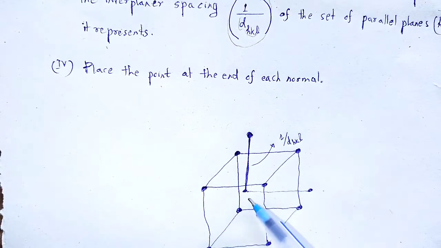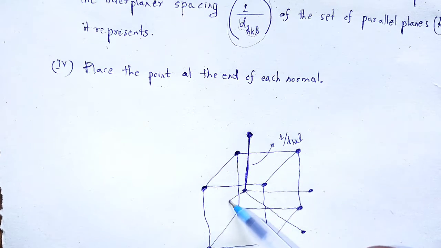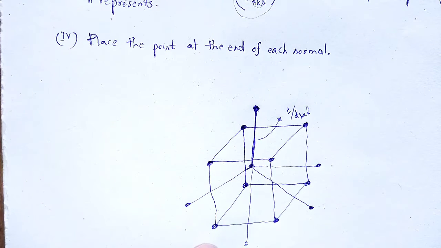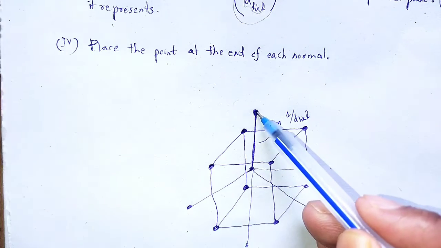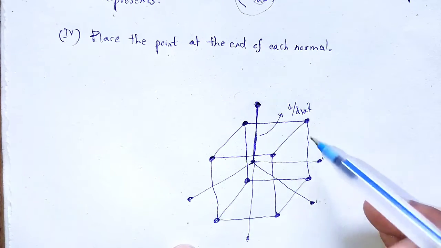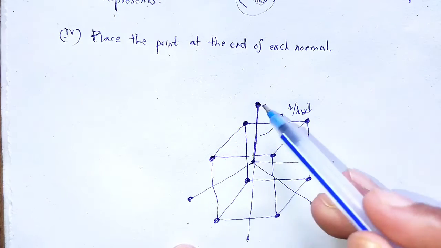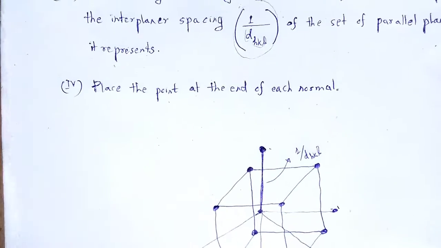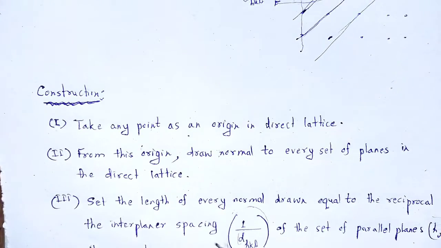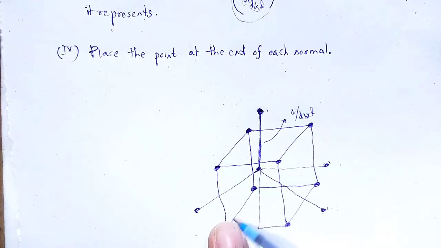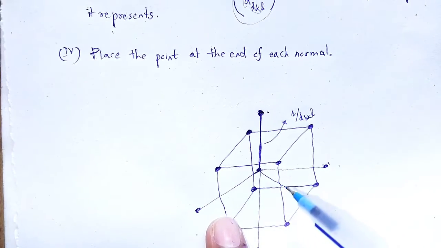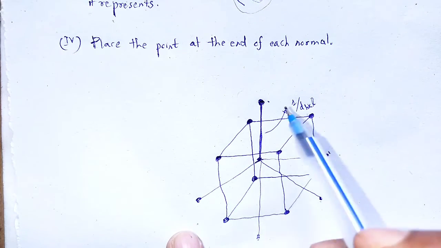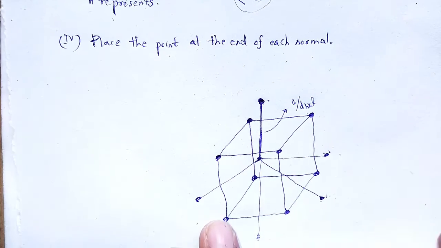Similarly, normals are drawn for all the planes, and finally the arrangement of these points gives the lattice points. In this way we construct the reciprocal lattice. Those points are the reciprocal lattice points. These are the direct lattice points, and those are the reciprocal lattice points.